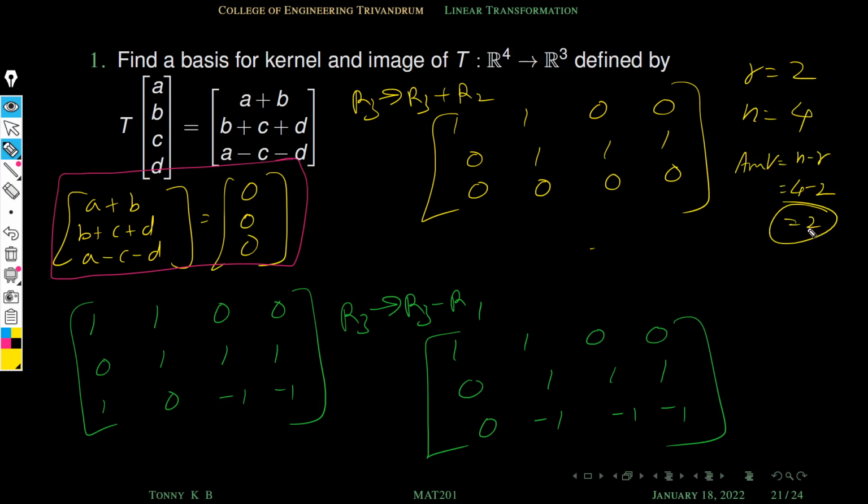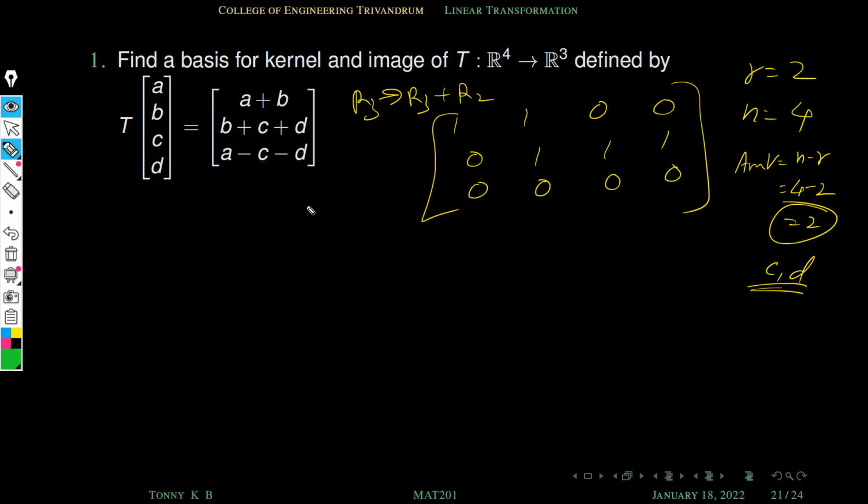Okay, so I'm going to choose c and d as arbitrary. Next we have to solve everything in terms of c and d. So the system corresponding to the final form is a plus b equal to 0, and b plus c plus d equal to 0. Okay, only 2 equations. And this means one relation is dependent, that's why that becomes 0. Anyway, here we assume that c and d are arbitrary.